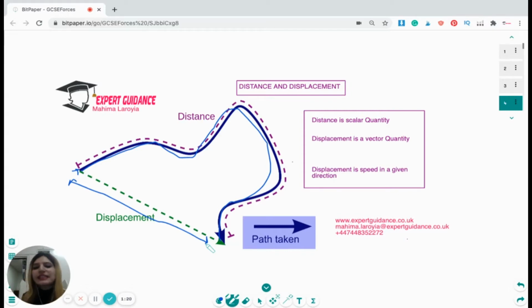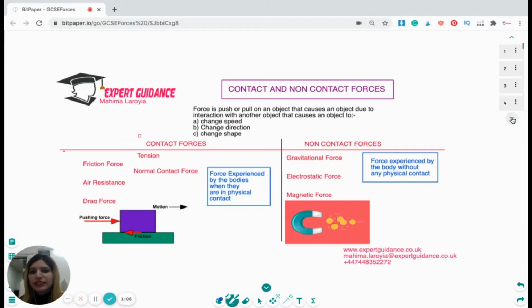Also, distance is a scalar quantity and displacement is a vector quantity. Okay, and displacement is the distance with the direction. So I hope this concept of distance and displacement is clear to you.